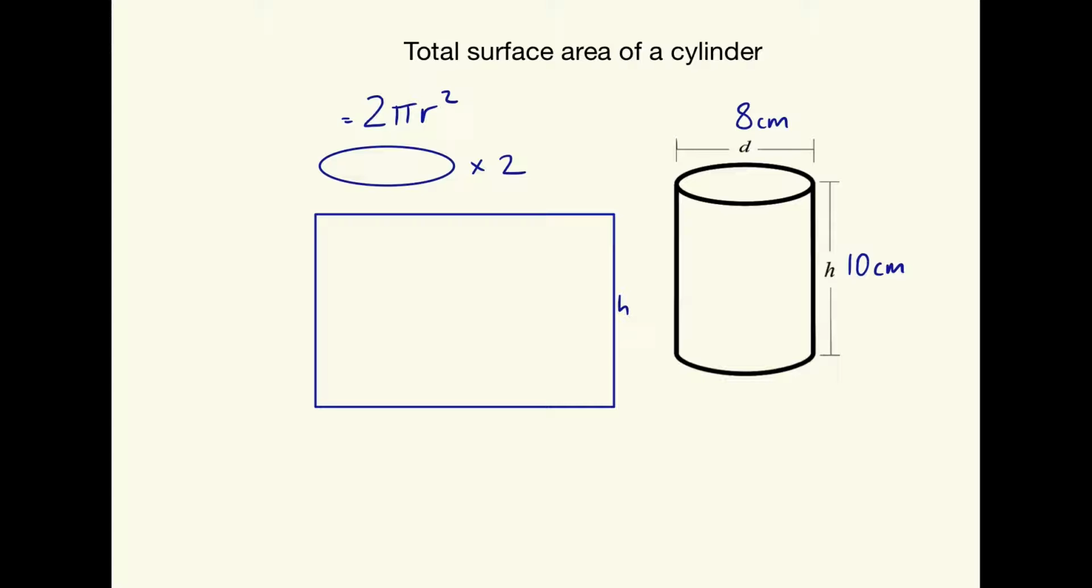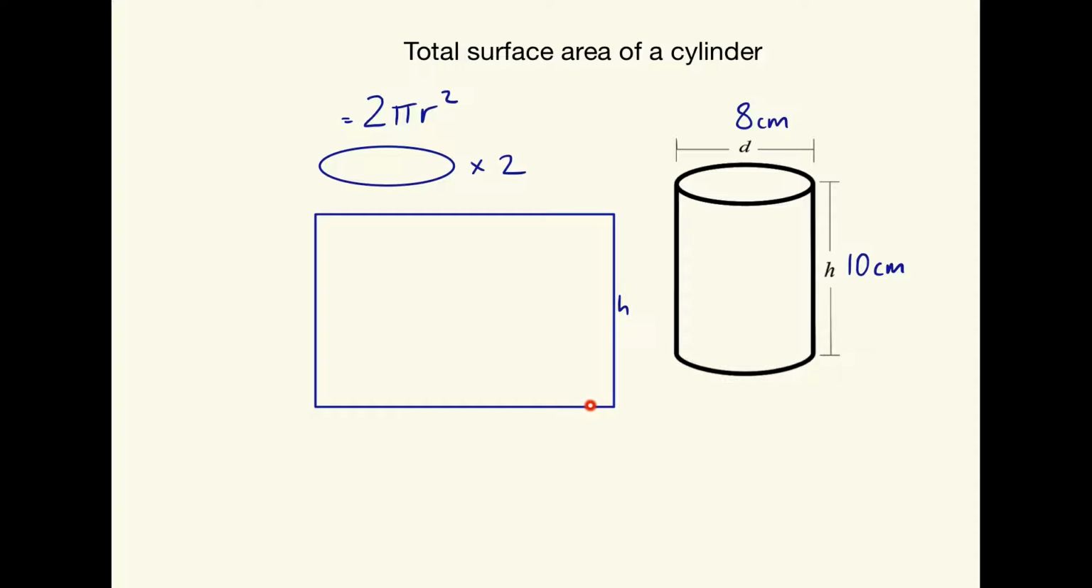So that's the circles taken care of in our cylinder. We need to now look at the rectangle. The height of our rectangle is fairly straightforward. The height of the rectangle is simply just the height of the cylinder. In this example, our height is 10 centimeters. But it gets a little bit trickier with the length.